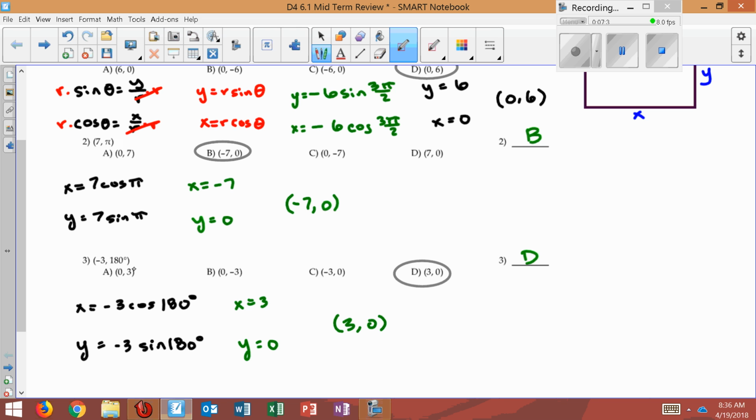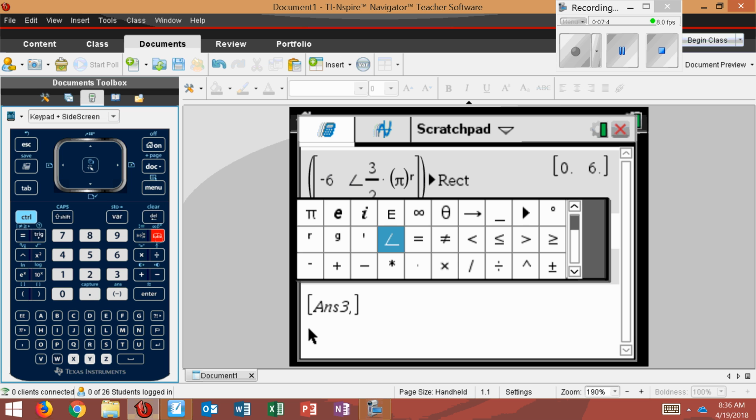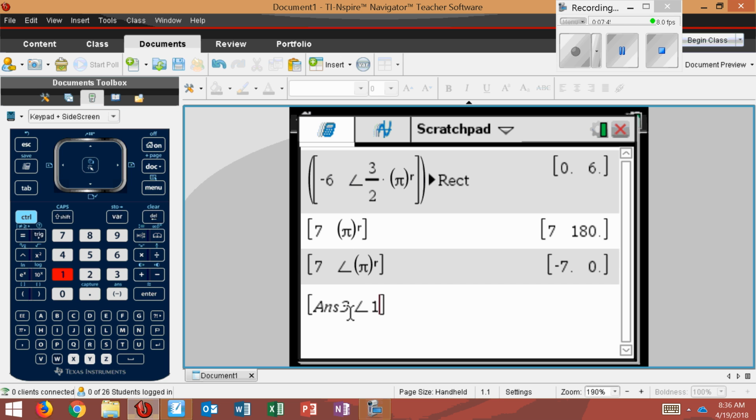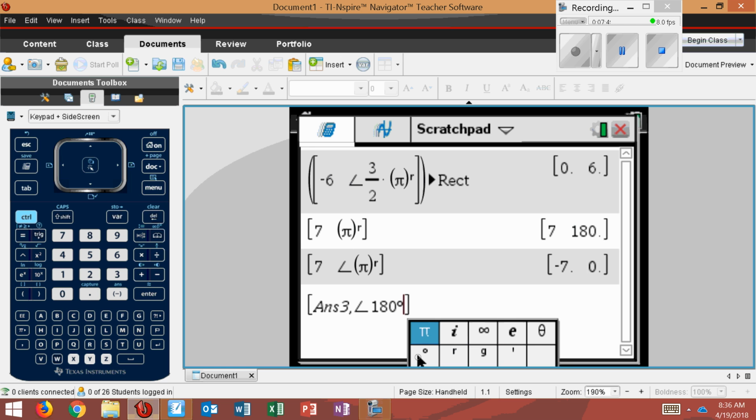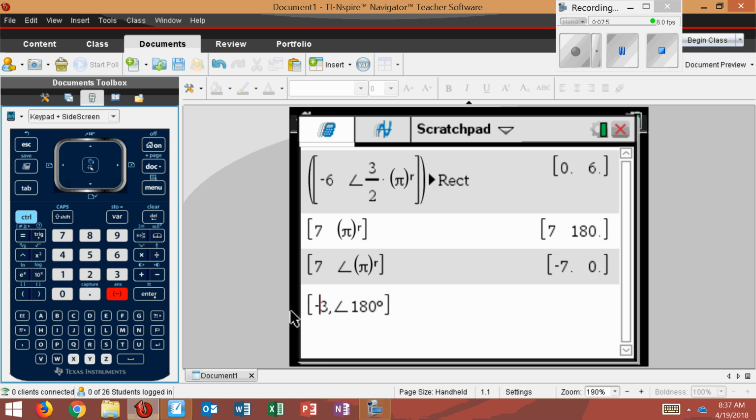And now finally, let's go -3 and 180 degrees. So we have control parentheses -3 comma. This time I'll press control book. There's the angle button. And I'll say 180 degrees. And it looks like my negative did not work for me. A lot of things in my calculator messing up. Let's go back here. This was -3. Let's try that. There we go. Now I press enter. It says 3.0. And that is in fact what we got.